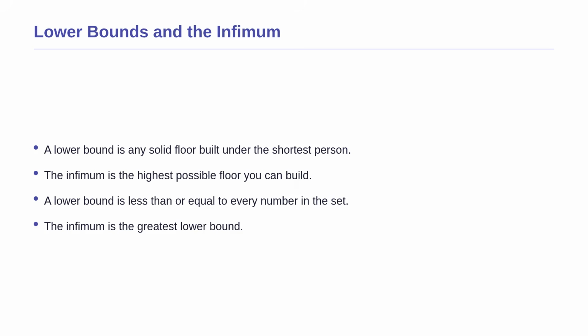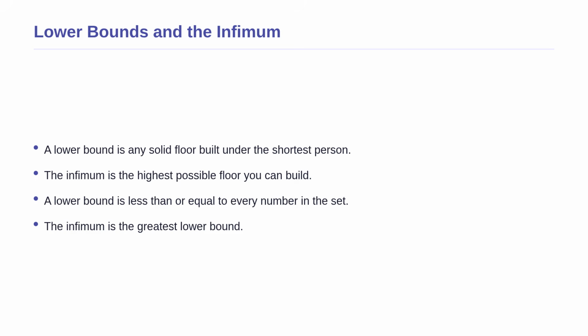The exact same logic we just used for the ceiling applies in the opposite direction for the bottom boundary of a set. Think about building a solid floor under everyone in that same room. Any level below the shortest person's feet is a lower bound, but the highest possible floor you can build that still stays under everyone is the infimum. Formally, a number is a lower bound if every single number inside the set is greater than or equal to it. Out of all the possible lower bounds you could pick, the largest or highest one is called the infimum, or the greatest lower bound.